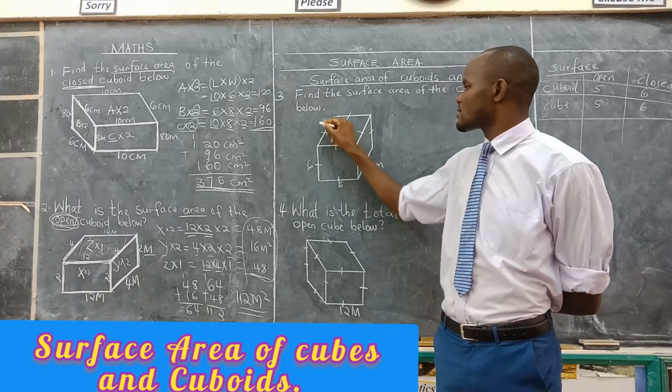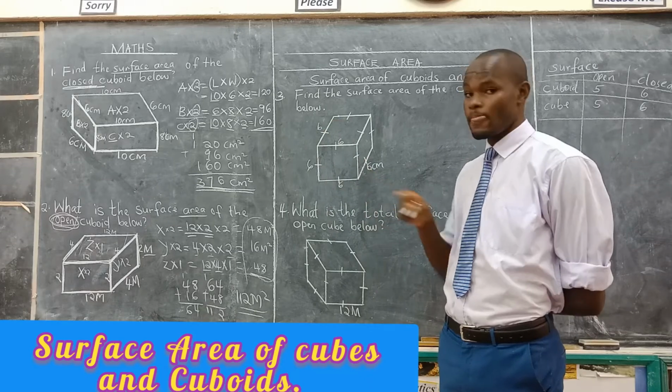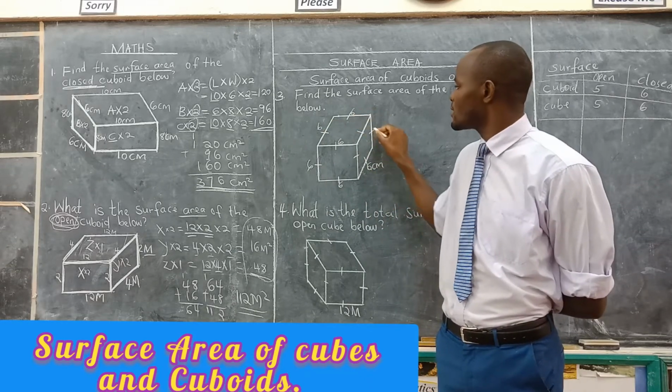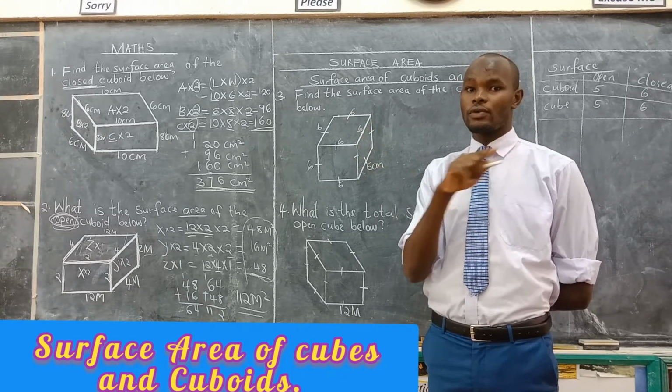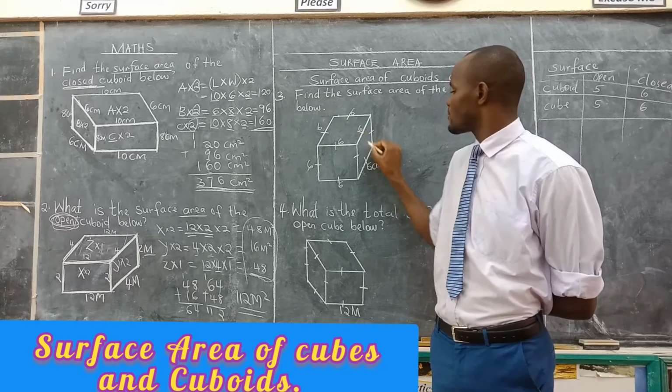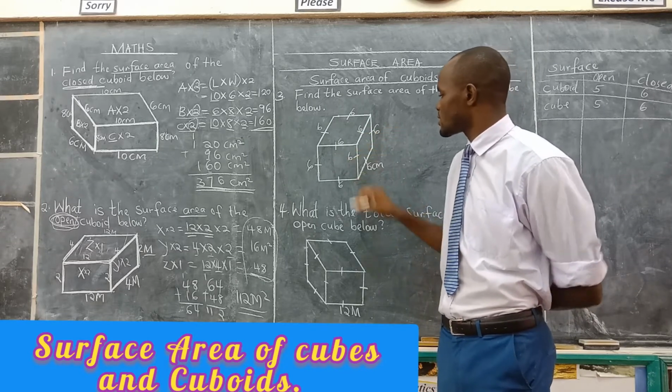Here we have 6. In Kiswahili it is sita. For the people who are following this lesson in America, this one is 6. Then we have 6. We have 6.